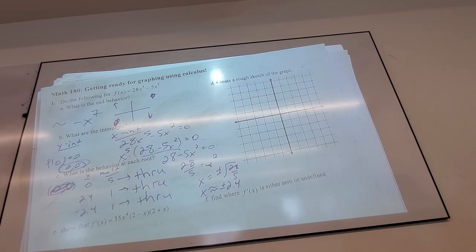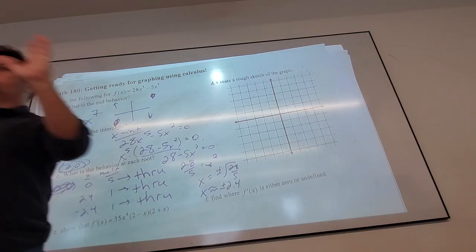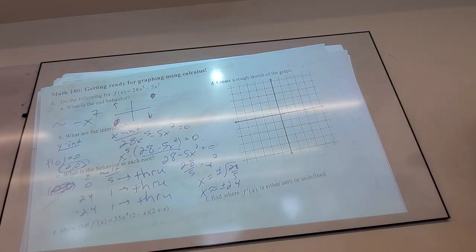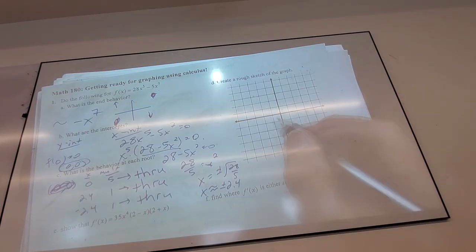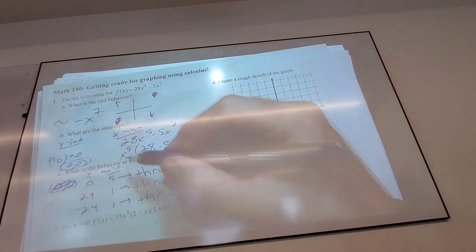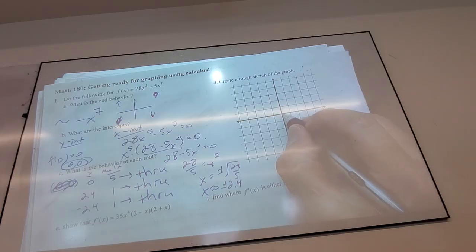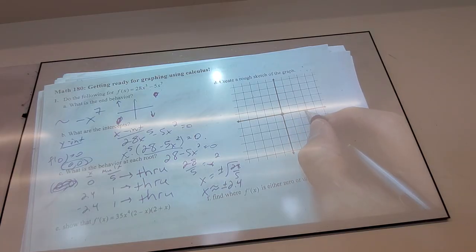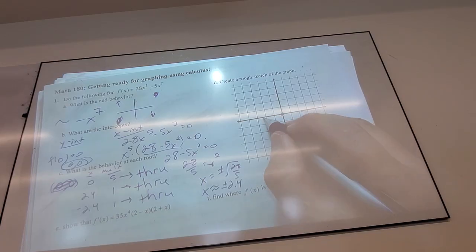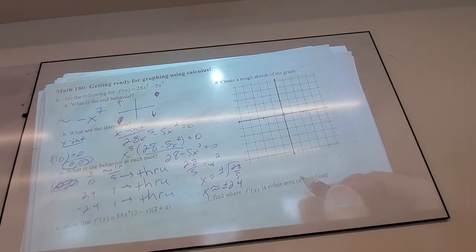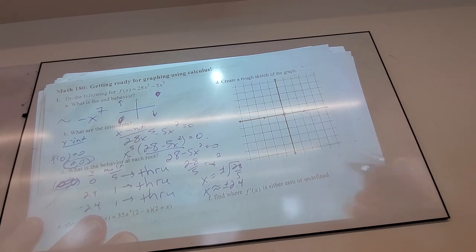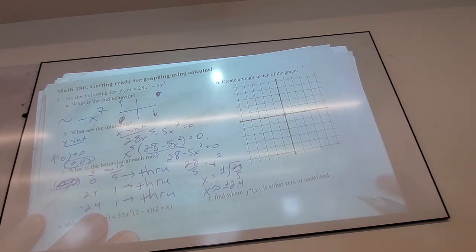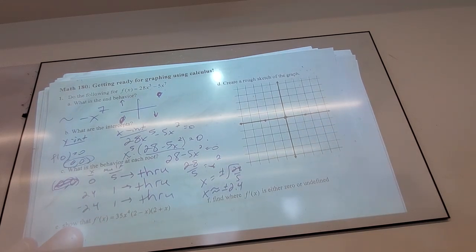Sorry. All right. So we know the intercepts, we know the end behavior, we know what they do at each root. We can make a rough sketch. My x-intercepts are 0, 2.4, and negative 2.4. My y-intercept is 0, 0. That doesn't really help too much. I'm gonna do a very rough sketch.